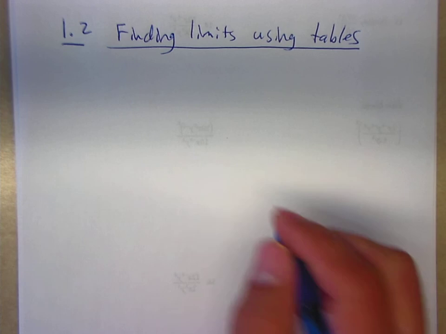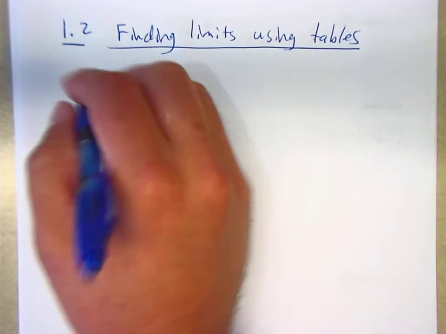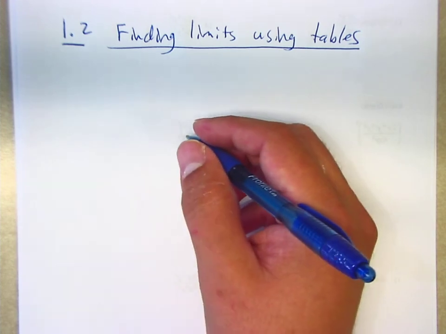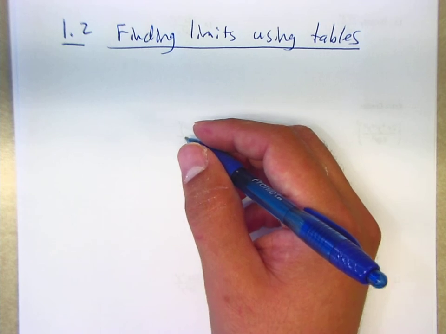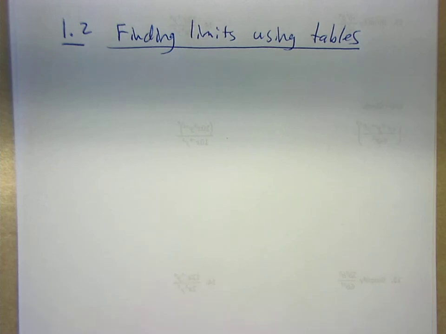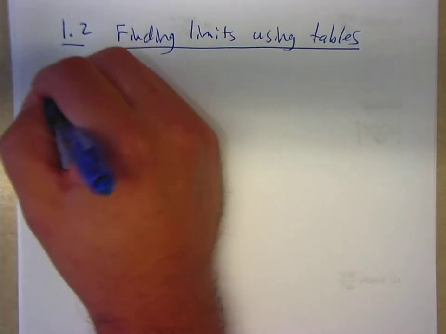And so the objective here is to find limits using tables, and then there's also a second one that we'll talk about, which is some special limits. There's a couple of special limits that we're going to get to that we want you to just know. This is the answer, and we're also going to investigate that using limits with tables. So let's just get right into it.